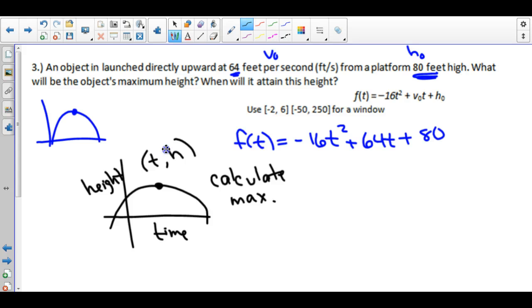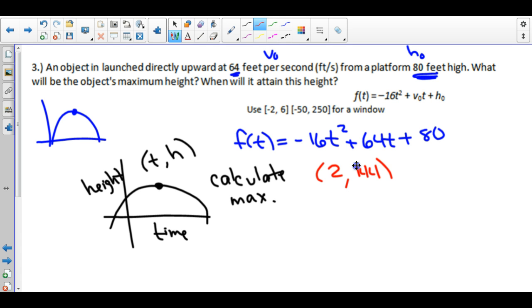So I'm going to hit second trace. I'm going to go to max, and I'm going to calculate the max just like I did before. And I get a maximum of (2, 144).